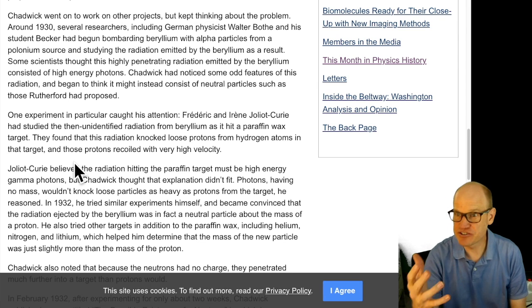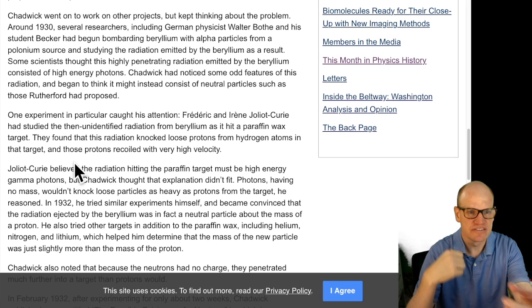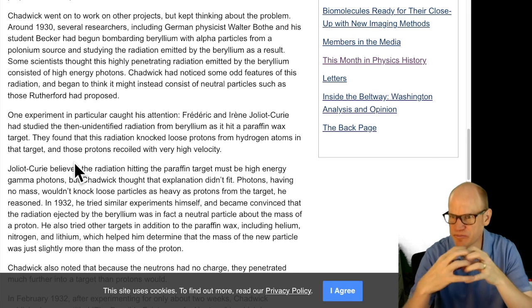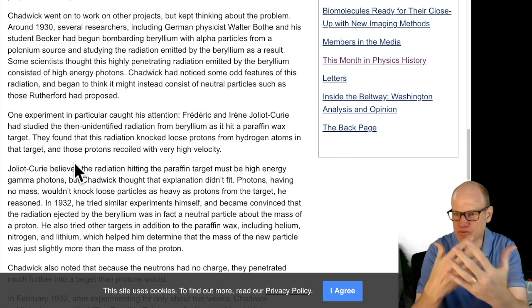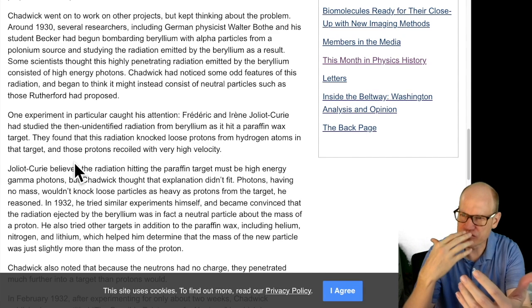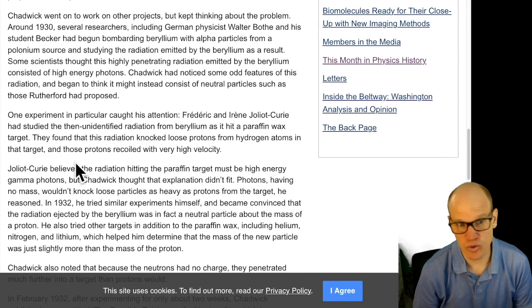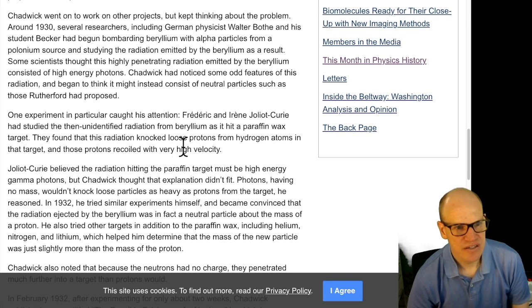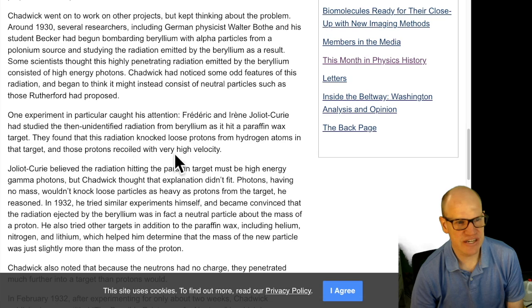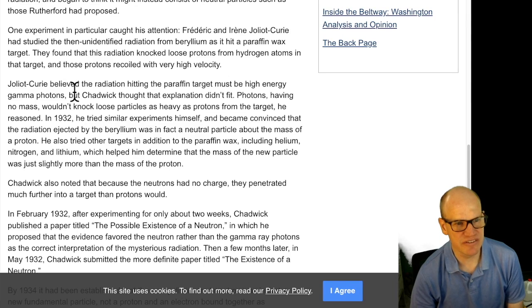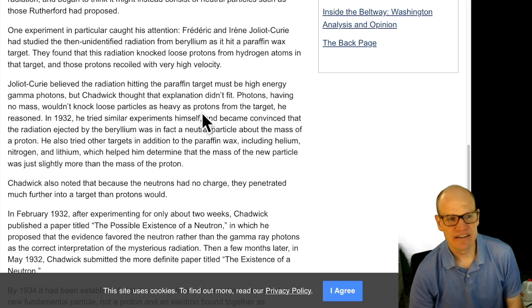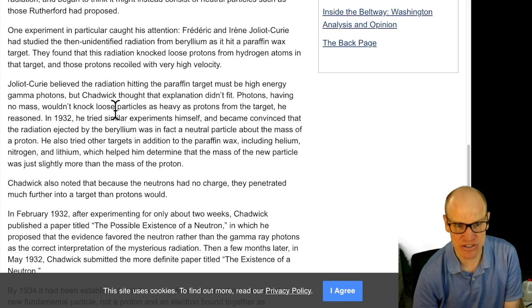And so if you're going to bombard this target with radiation from beryllium, which would probably have been alpha particles, because those are the ones that are going to make it into the nucleus, then those alpha particles are going to come in and knock particles out, usually particles of similar mass to the alpha particles or smaller, which would be protons. Those protons recoiled with very high velocity. Joliot-Curie believed the radiation hitting the paraffin target must be high-energy gamma photons, but Chadwick thought that the explanation didn't fit. Photons having no mass wouldn't knock loose particles as heavy as protons.